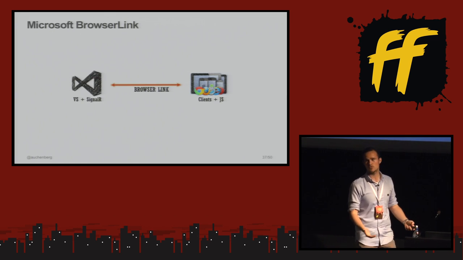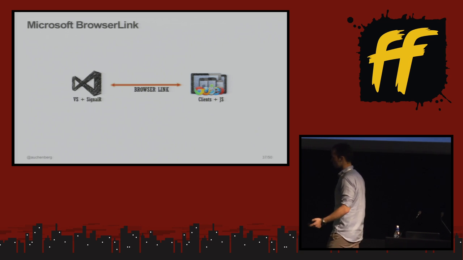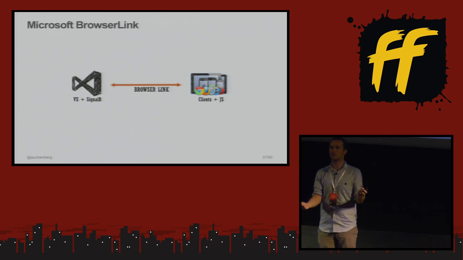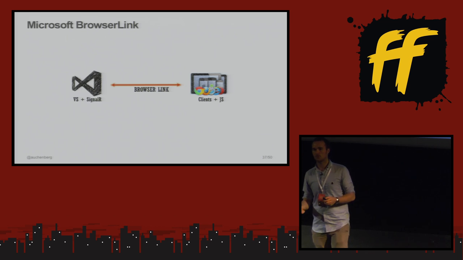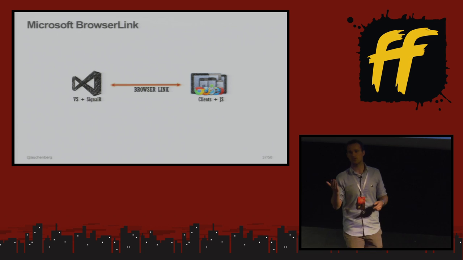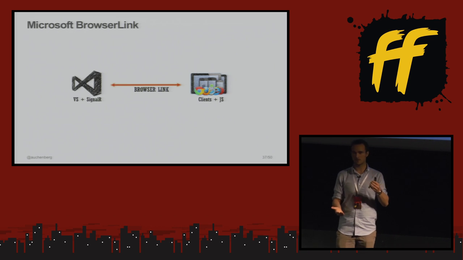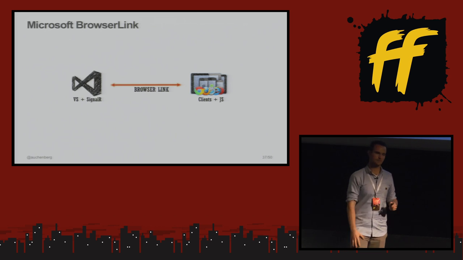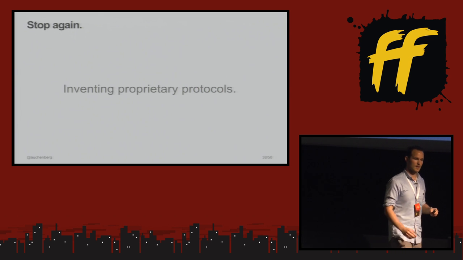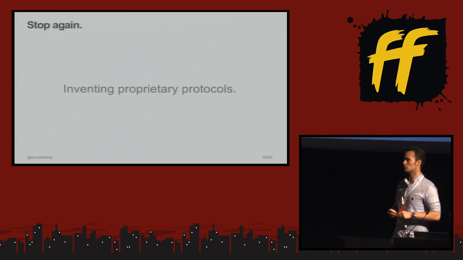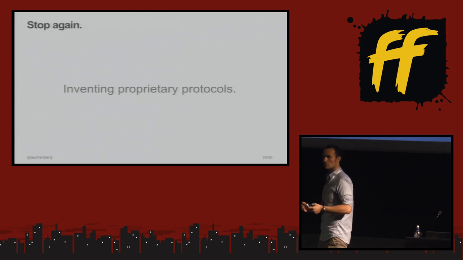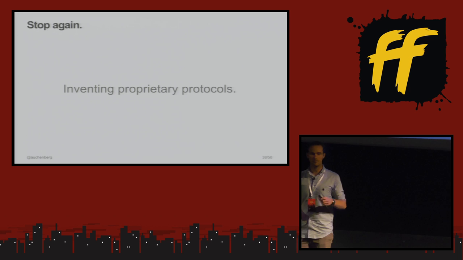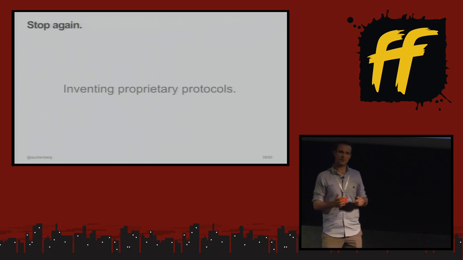Another thing I'm seeing Microsoft release this summer is Microsoft Browser Link, which is essentially just a socket from your IDE, that is Visual Studio, to your website. And you can do whatever you want over this socket. There are some really cool integrations where Microsoft has been doing server-side source maps. So if you change some HTML client-side in the DevTools, everything is mapped correctly to the right server-side template. They've been doing some really cool things here. But I think we should stop again, because what we're doing here is inventing proprietary protocols. Microsoft is inventing their own protocols. Emmet is doing the same with its own custom messaging protocol, and I think we can do better.